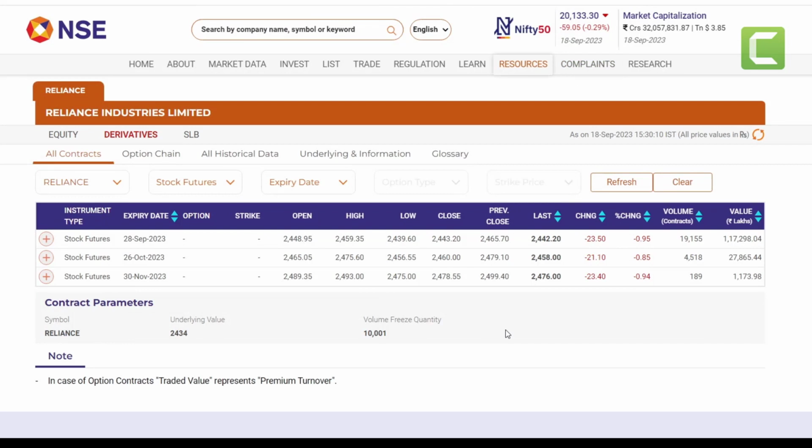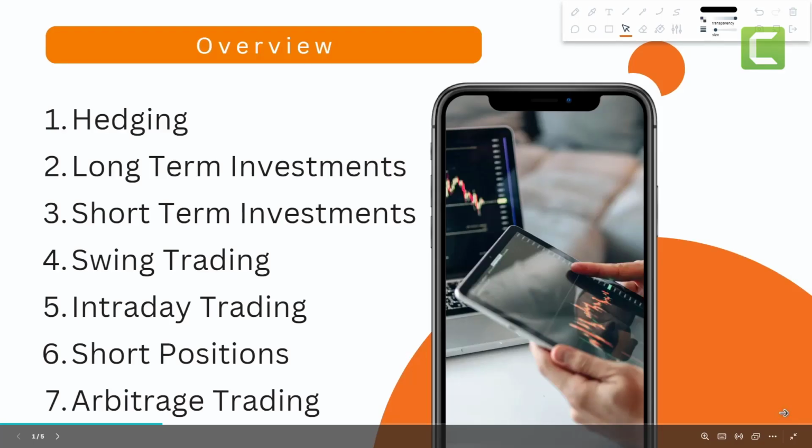Yes, guys, if the future price is trading higher than the spot price, then we call it futures are trading at a premium. And let's say futures are trading at a lower price compared to the spot price, then we call it futures are trading at a discount price. We have discussed also about short position.